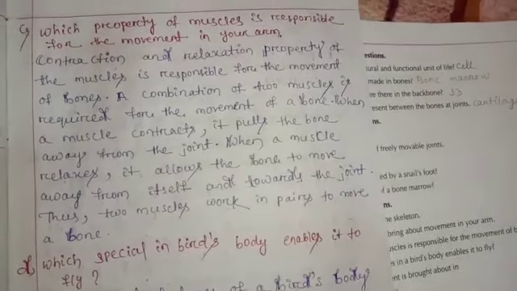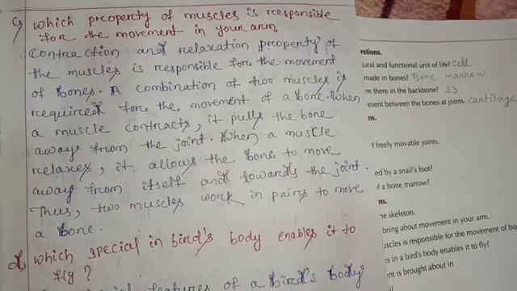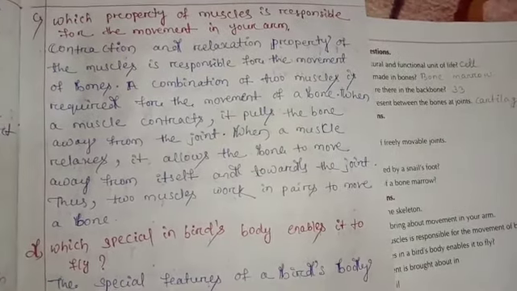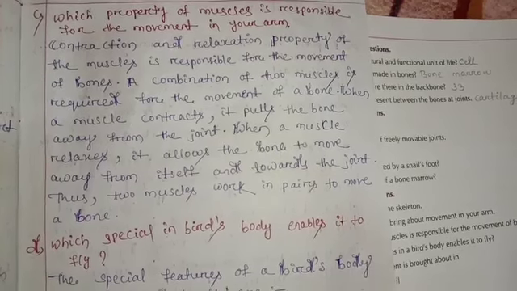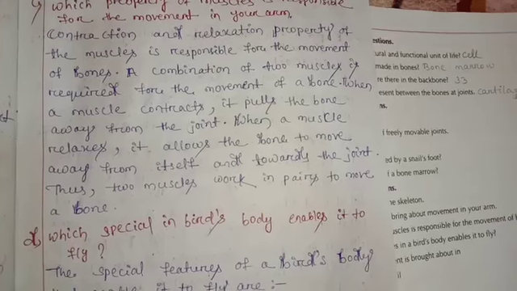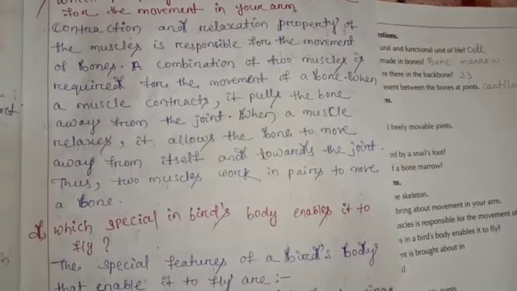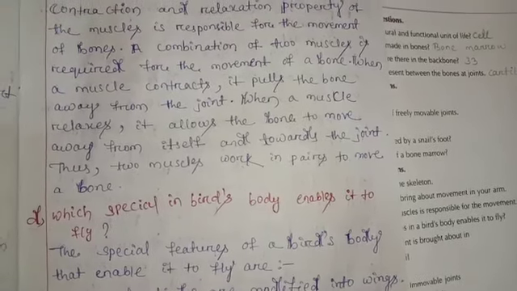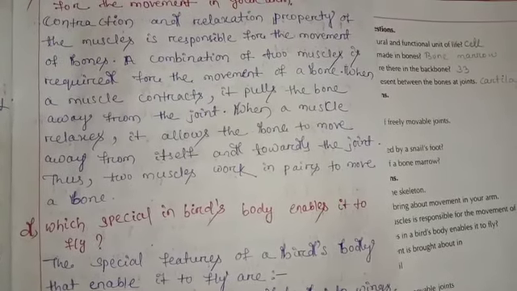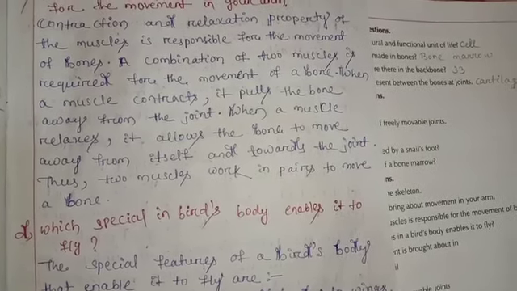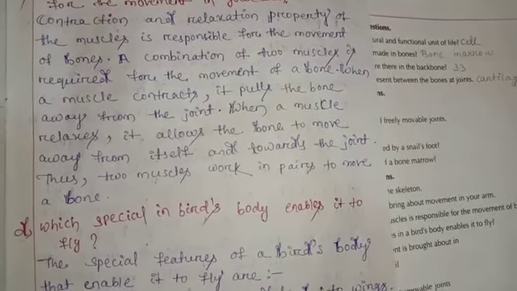Which property of muscles is responsible for the movement in your arm? The contraction and relaxation property of the muscles is responsible for the movement of bones. A combination of two muscles is required for the movement of a bone. When a muscle contracts, it pulls the bone towards itself, and when a muscle relaxes, it allows the bone to move away from itself. Those two muscles work in pairs to move a bone.